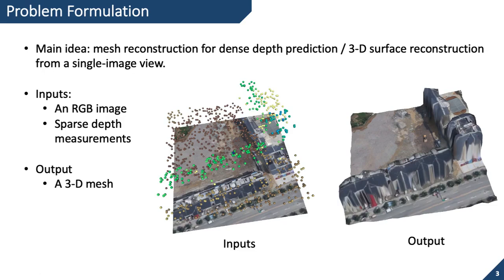Our question is, can we directly leverage the sparse depth points to recover dense depth prediction as well as the 3D surface? Our main idea is to build a mesh. Mesh can represent a 3D surface and it can render a dense depth map. We are using the sparse depth measurements as well as the RGB image as the inputs.